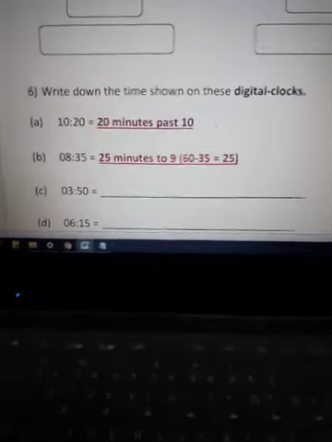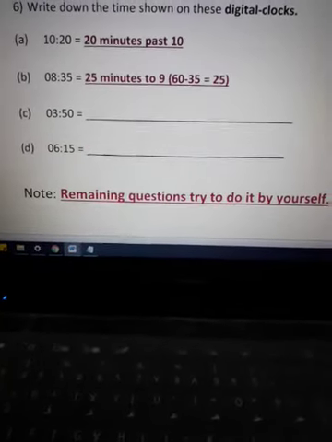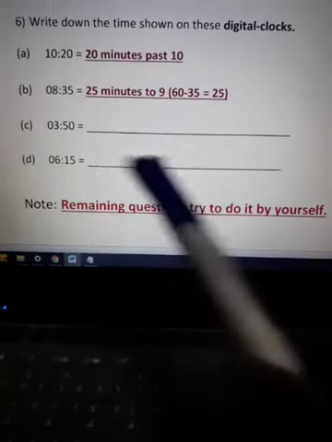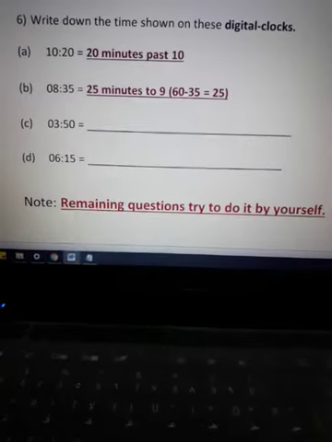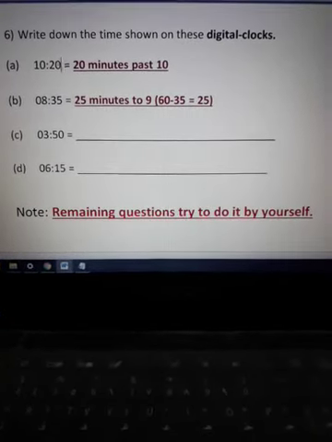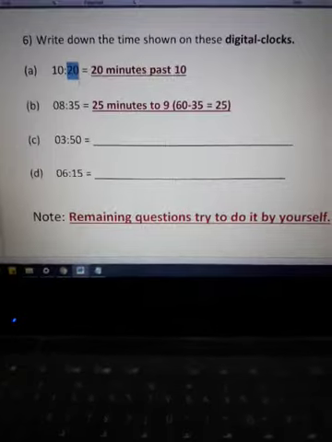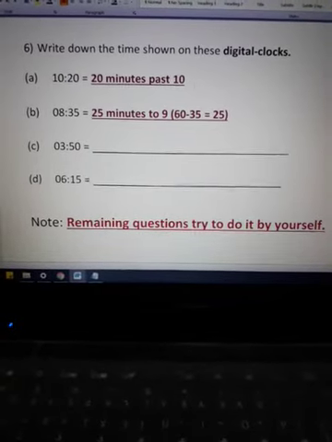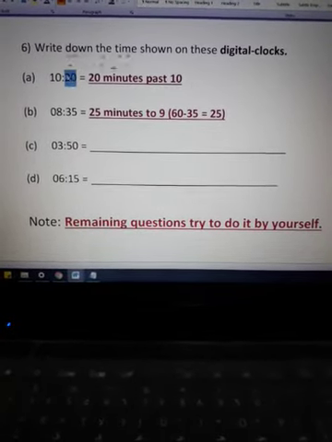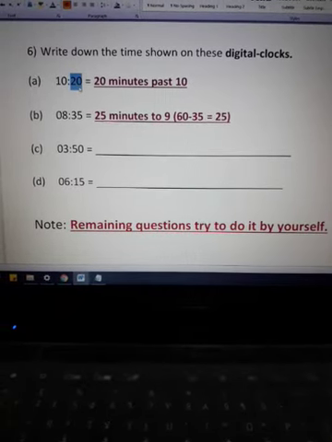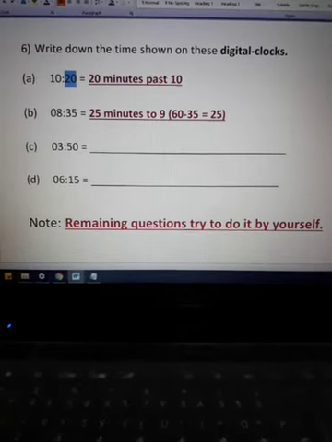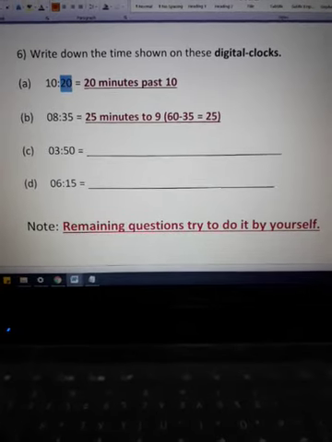Next, write down the time shown on this digital clock. What is this one? 10:20. 20 is less than 30, so no need to change. Just write it as 20 minutes past 10. Remember, when the minute is 30 or less than 30, you write it as past only. You don't need to change the minute or the hour.